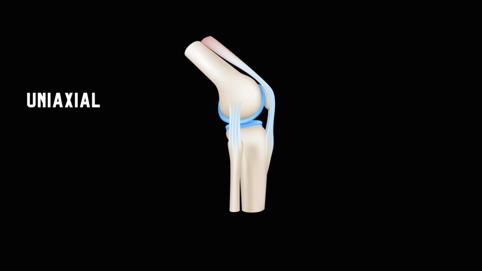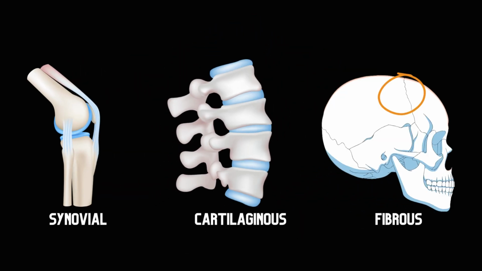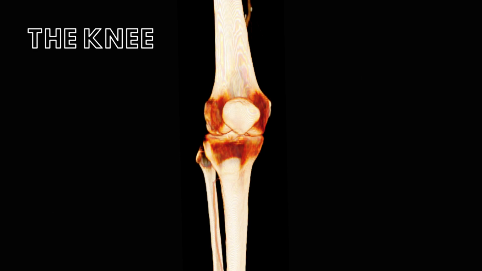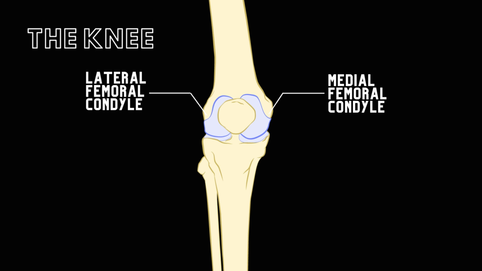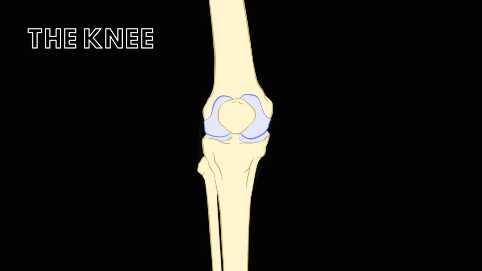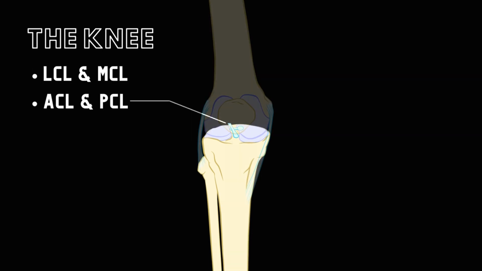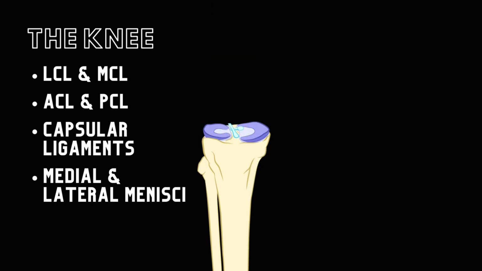The knee is a uniaxial synovial joint. Synovial joints allow free movement and are structurally more complex than fibrous or cartilaginous joints. The articular ends of the bones that comprise a synovial joint are coated in hyaline cartilage, also termed articular cartilage. The femoral condyles, tibial plateaus, and patella participate in forming the knee joint. Accessory structures of the knee joint include the cruciate ligaments, capsular ligaments, and the medial and lateral menisci.